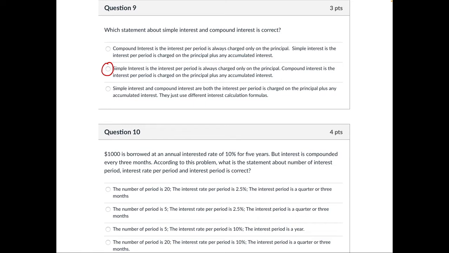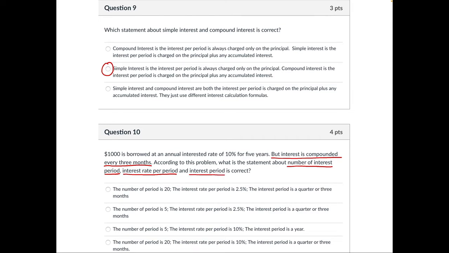And question number 10, 1,000 is borrowed at an annual interest rate of 10% for 5 years. But interest is compounded every 3 months. Okay, this information is very important. It tells you the compounding period is every 3 months. According to this problem, what is the statement about number of interest periods, interest rate per period, and interest period? That's 3 concepts. What are the correct numbers of them?